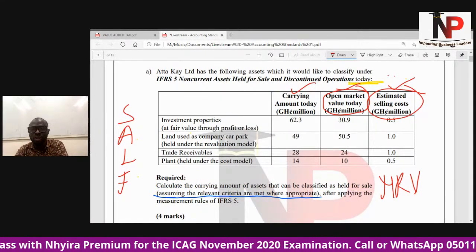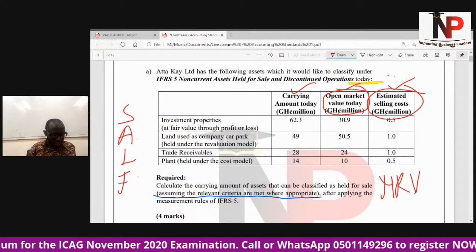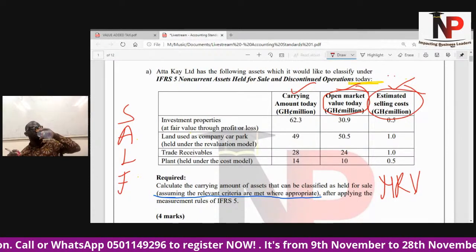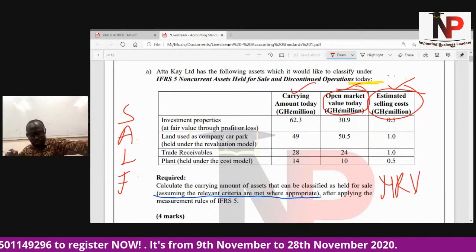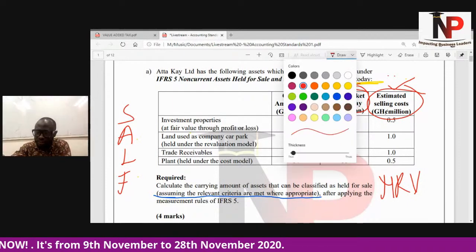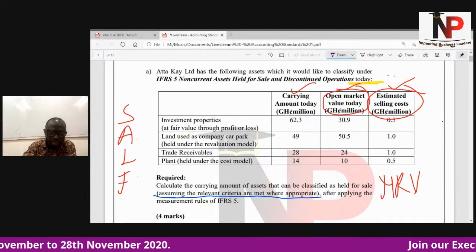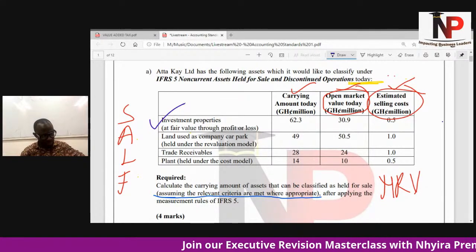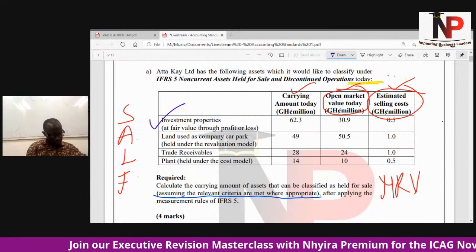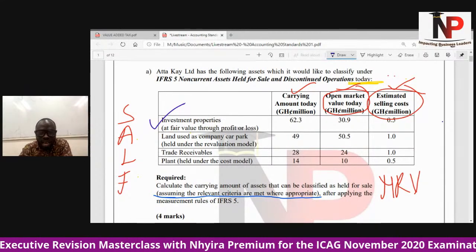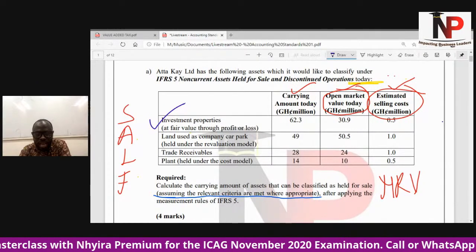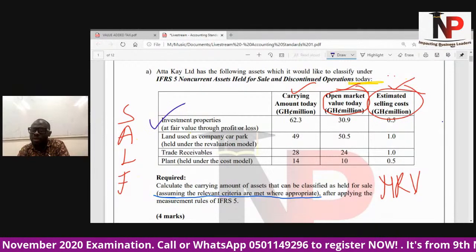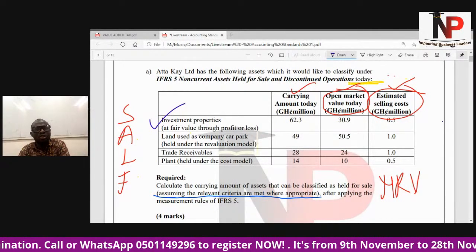Right, so let's go back to our questions and find out what we can do there. So let's look at the first thing. We see investment property. Now, stay with me very carefully here on this one, investment property. We said investment properties at fair value through profit or loss. This is an investment property at fair value through profit or loss. Now, look at the question.